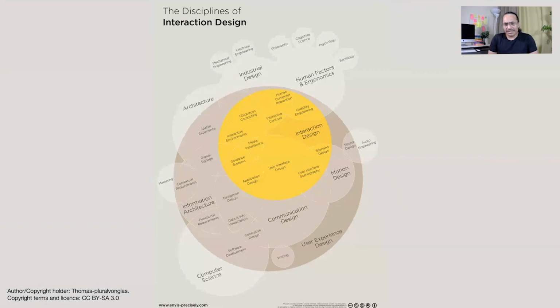There's another way of representing interaction design. When we talk about interaction design, a lot of different things are taken care of, as I said earlier: human-computer interaction, usability engineering, designing the scenario, understanding what we are designing, the guidance system or design systems, media installation, and understanding sound. So this is again a different representation of interaction design.